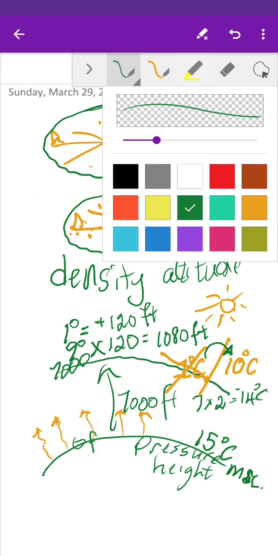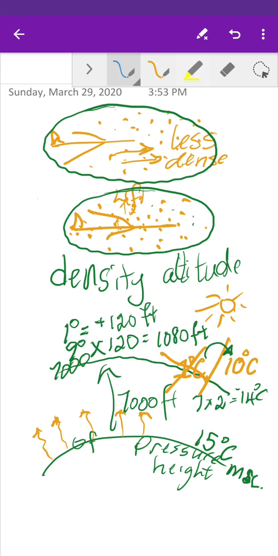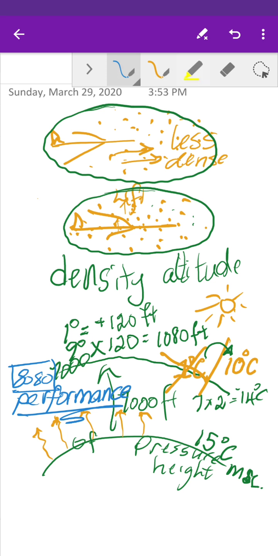So for all intents and purposes, a pilot flying at 7,000 feet will not be saying 7,000 feet altitude. This is a density altitude of 8,080 feet. Now that is going to be used to work out the performance of the aircraft. Now the aircraft is performing as if it was at 8,080 feet, not at 7,000.